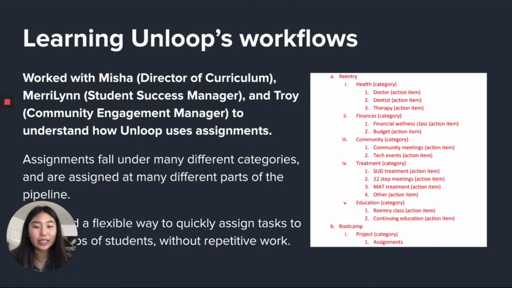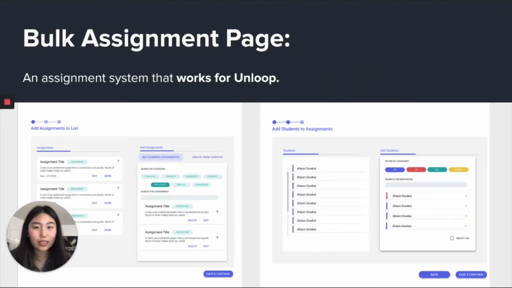What Unloop needs is a flexible way to quickly assign these tasks to large groups of students without a bunch of repetitive work. Their current processes include using text messaging, email, Google Drive, and many different platforms to manage these communications and deadlines, which, as you can imagine, results in a lot of manual, repetitive work and a lot of time that they could use on further encouraging participant success instead. This is where our bulk assignment page comes in.